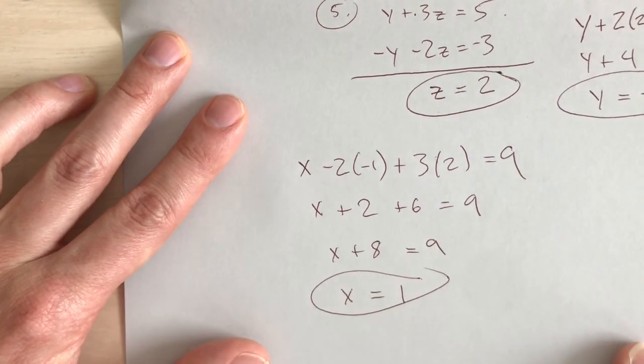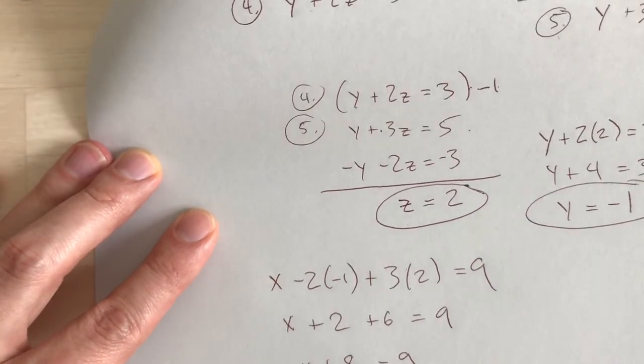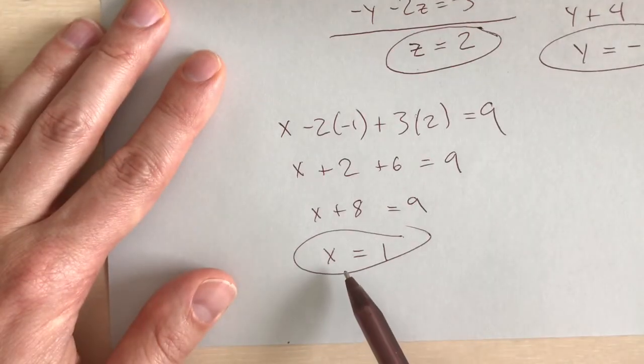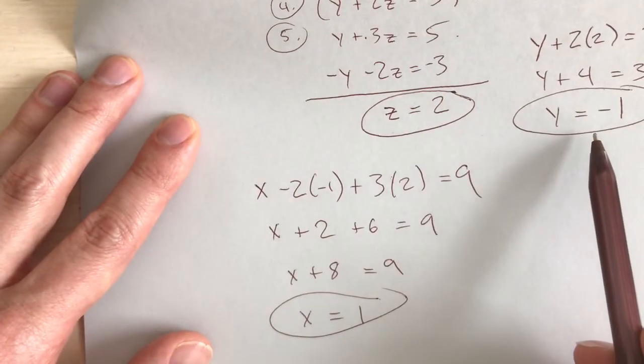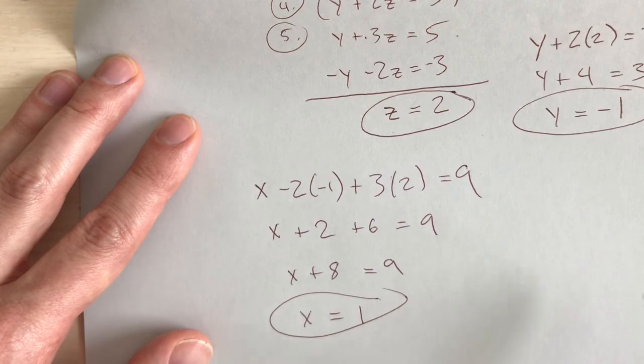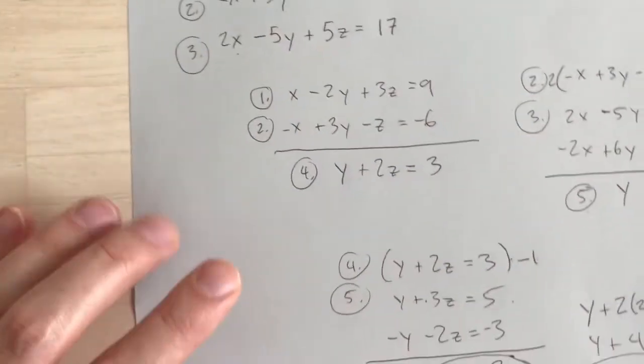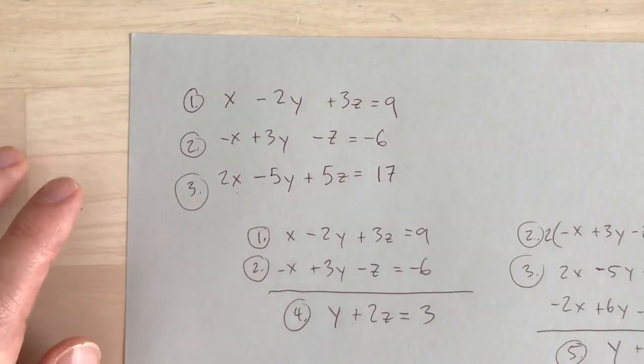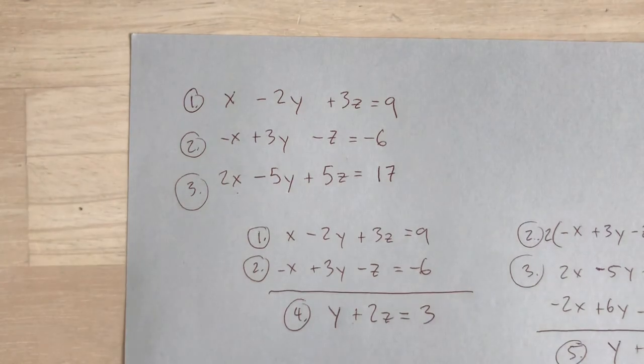So my 3 answers to this problem are x equals 1, y equals -1, and z equals 2. And that is how you do a system of equations with 3 variables.